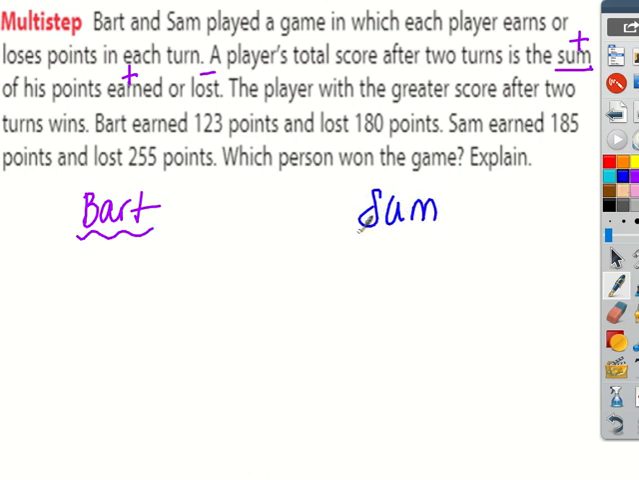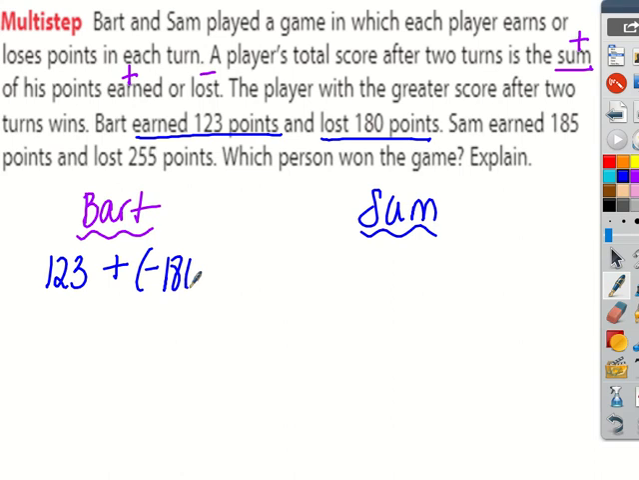Okay? The first thing we have to do is write their math problems. So if we look at Bart, Bart earned 123 points. Well, 123 is a positive number, right? We go back to the idea that we are adding integers because it said the sum of the two terms. And then he lost 180 points. So loss is in negative. Okay, so there's my math problem for Bart.